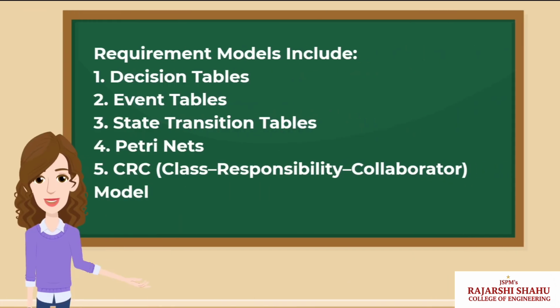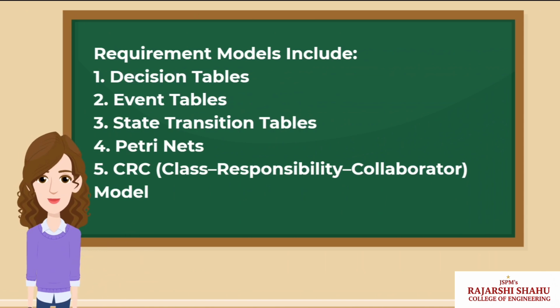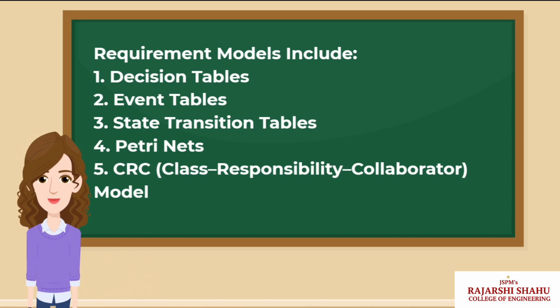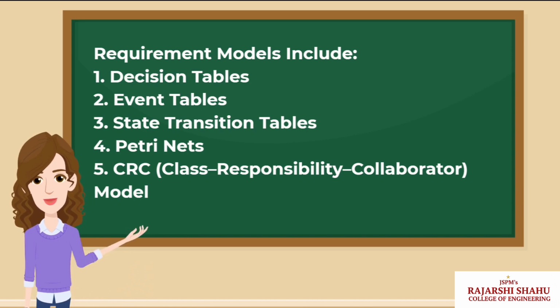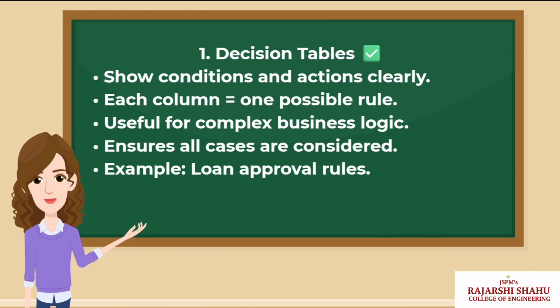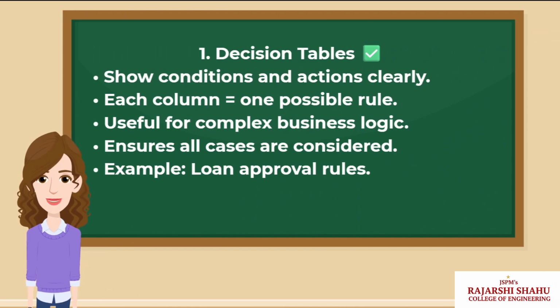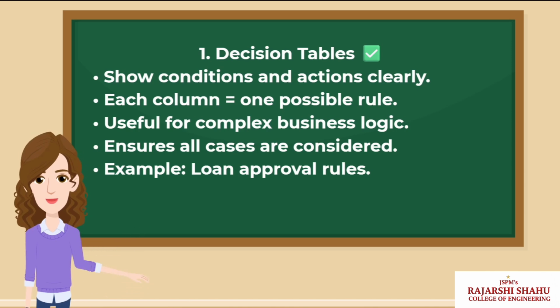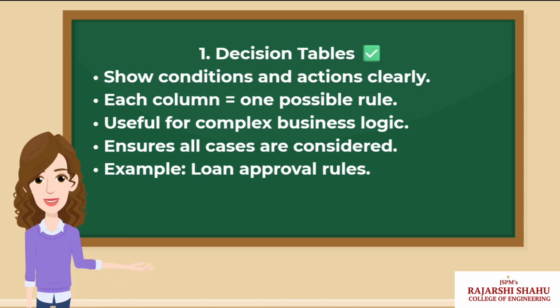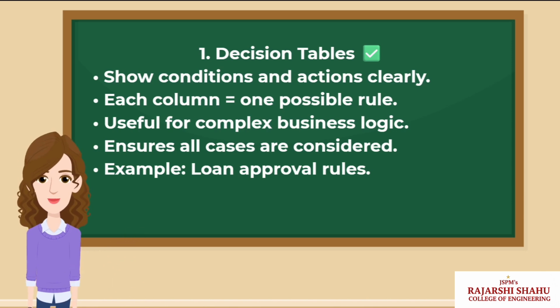There are many ways to model requirements. In this video, we'll focus on 5: decision tables, event tables, state transition tables, Petri nets, and CRC models. Decision tables are a structured way to represent conditions and the actions that follow. Each column in the table represents one possible rule or scenario. They are especially useful when business logic is complex, like loan approvals or insurance claims, because they ensure no condition is missed and all cases are considered.